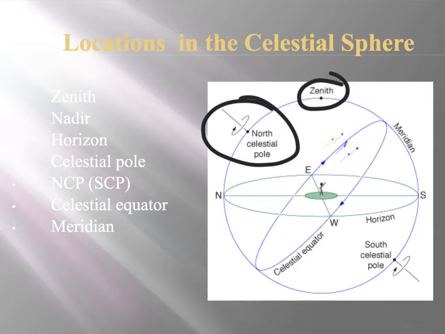Our celestial equator is the projection of the equator upon the celestial sphere, and this would perfectly intersect the north-south axis. So if we were to draw a line from our north and south celestial poles, which are right above magnetic north and south, we can see that our celestial equator perfectly intersects that. So they're always going to be exactly 90 degrees from each other.